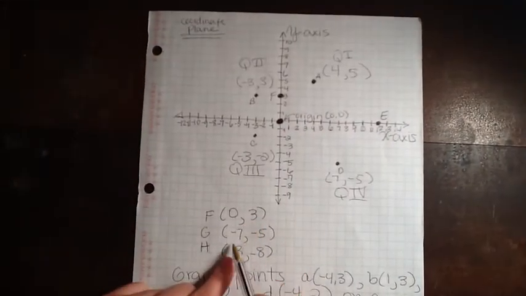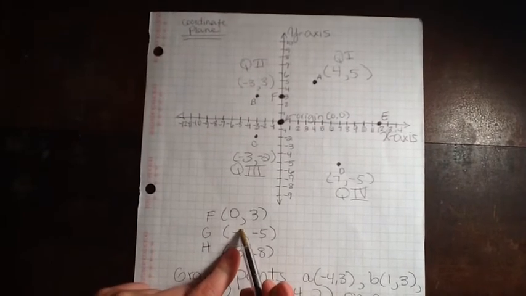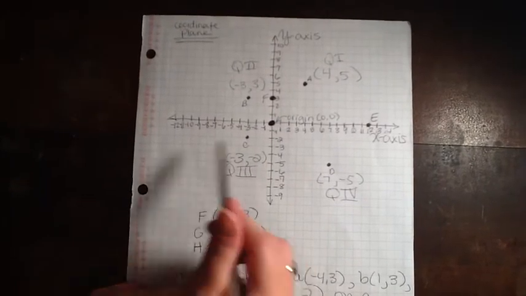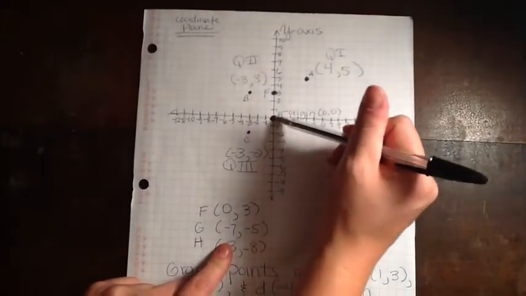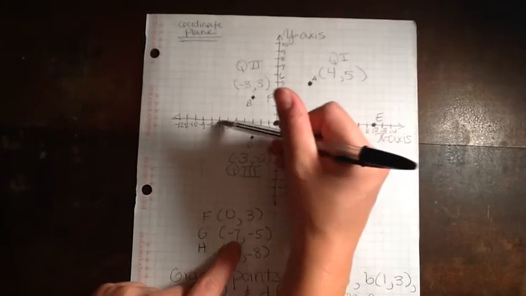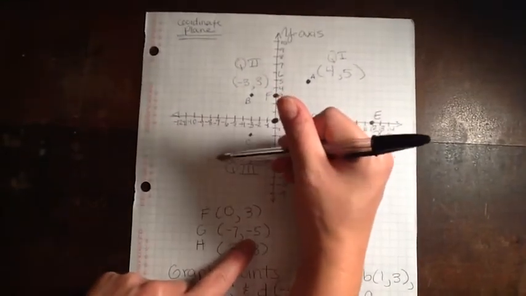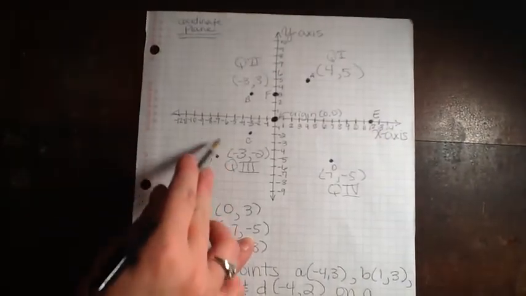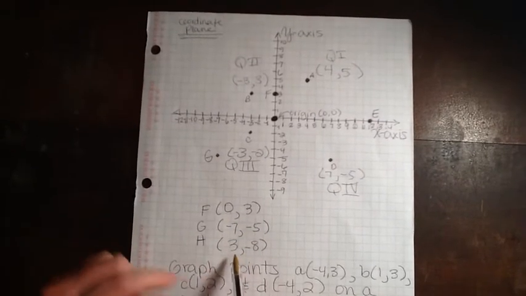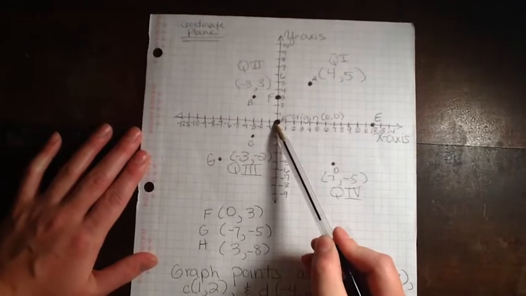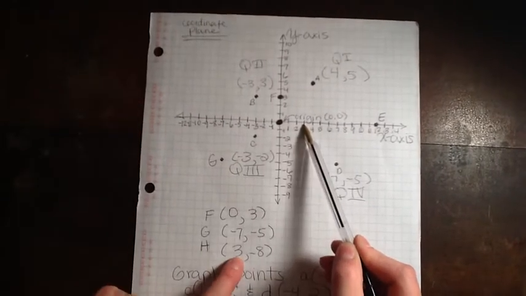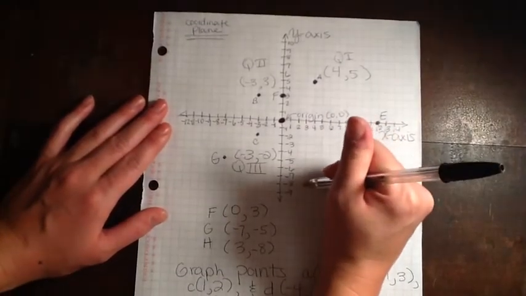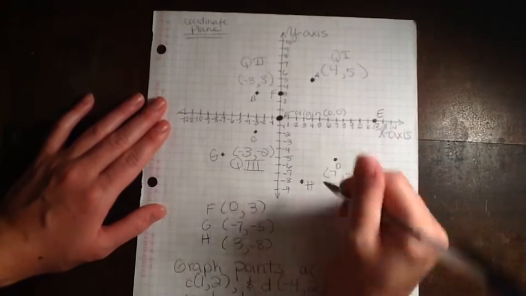All right, let's go ahead and make point G. Point G is at the point negative 7, comma negative 5, which means I'm going to be in quadrant 3 because that's where both are negative. So I'm going to start at the origin and move left 7 and down 5, which will give us our point G. So there's point G. We went over 7 and down 5. Let's go ahead and look at point H. Let's start at the origin, and we are going to move right 3 because it's a positive 3, and then we're going to move down to a negative 8. And this will give us point H.